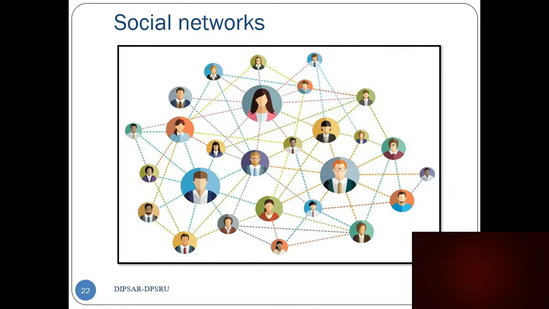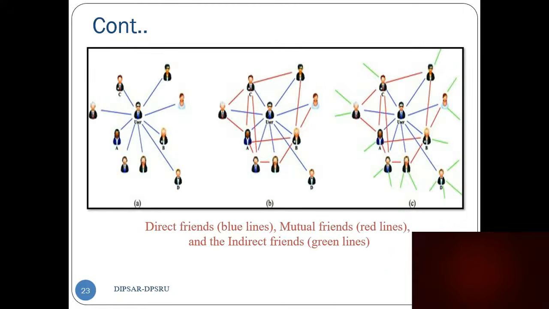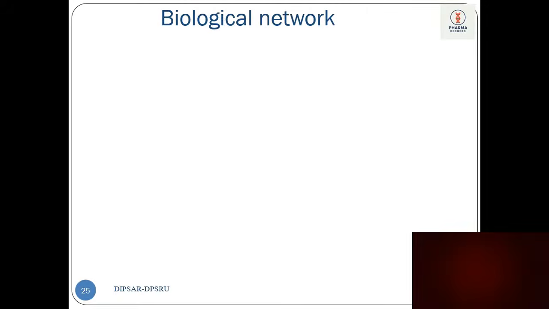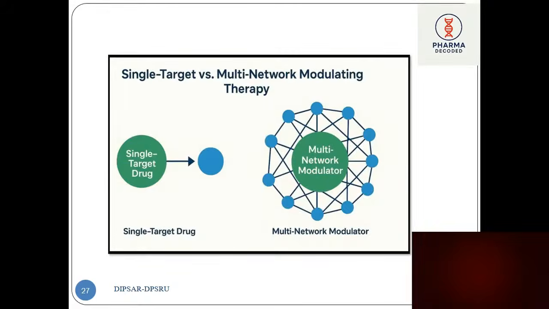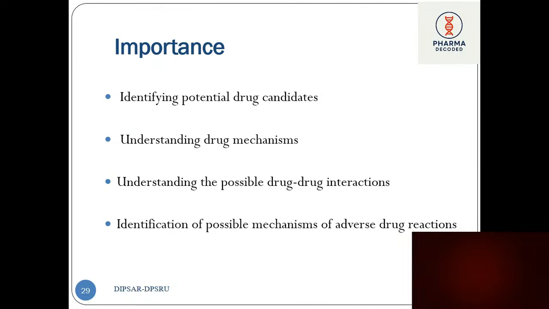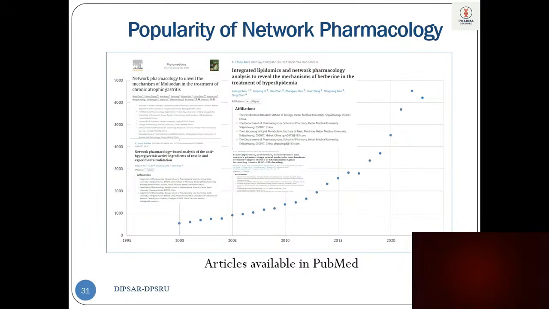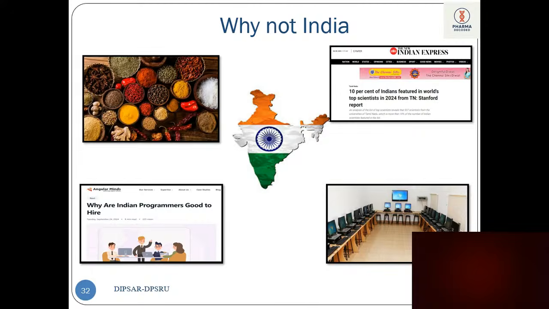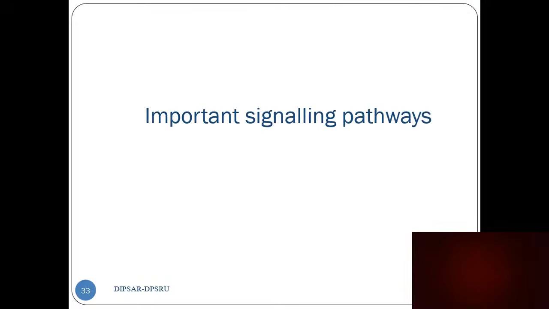This we have already covered, starting from social networks, then other networks, and biological networks. We have already covered single target to multiple targets, and the importance and where you can apply it. We discussed this in detail in the last sessions. As for popularity, maybe someone of you has already checked in PubMed: just add the words network pharmacology and you will find how popular these techniques are.